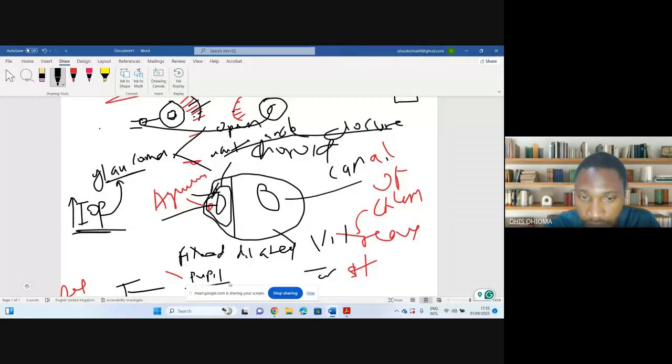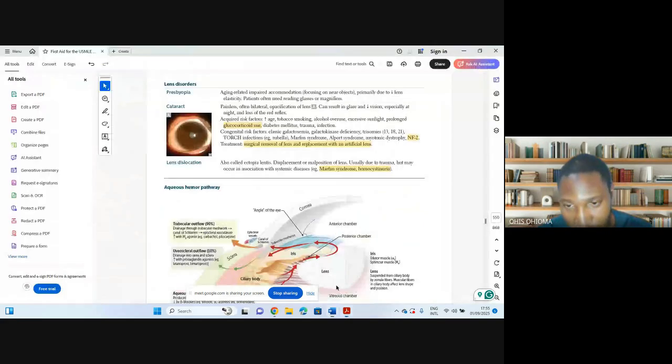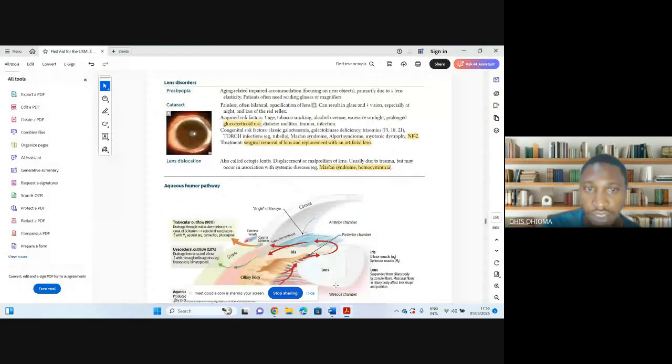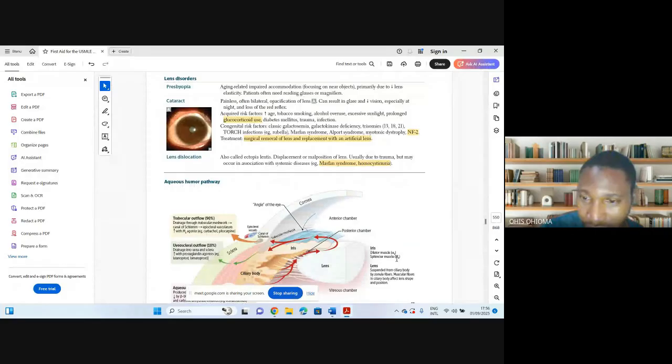Fixed, dilated pupils, right? And the orbit will be very hard because of the pressure building up there. What you need to know for the exams, I'm just going to emphasize, is the medication you need to use for them. So the medications, we're going to talk about that in pharmacology basically, but let me just highlight that.